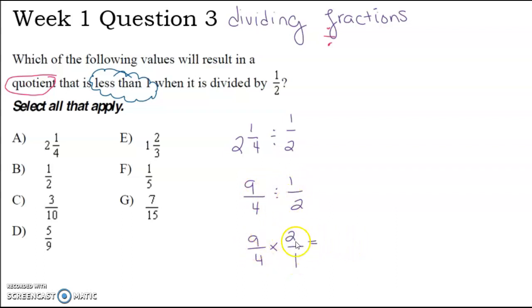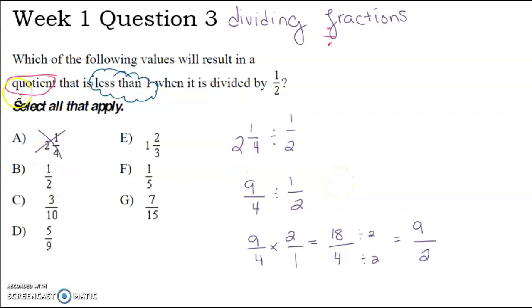So I have 9 over 4 times 2 over 1. So keep, change, and flip. 9 times 2 is 18. 4 times 1 is 4. And I know that both of these can be divided by 2 to simplify. So 18 divided by 2 is 9. 4 divided by 2 is 2. 9 over 2. Now, I know that you can leave it as an improper fraction because all we're trying to determine is if it's greater than 1. And I know it is because improper fractions are always bigger than 1. So it cannot be A.